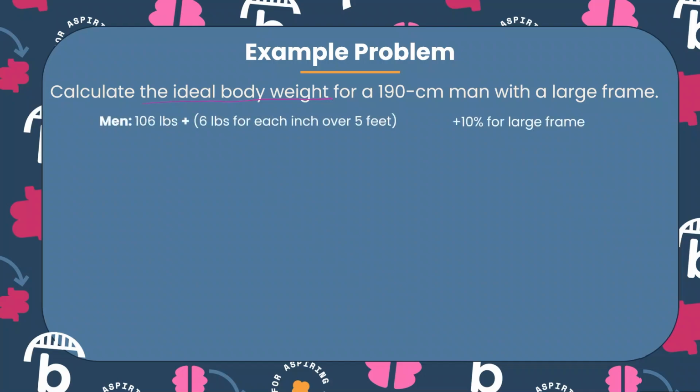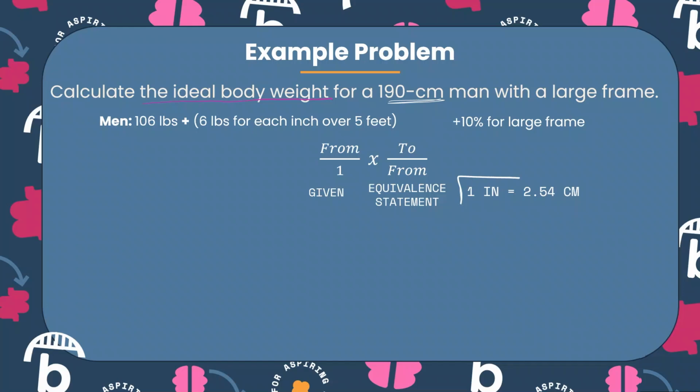Well, we remember the equation for ideal body weight for men is 106 pounds, and then we add in 6 pounds for every inch over 5 feet. This man has a large frame, so we can add 10% to that for his ideal body weight. But we have his height in centimeters, and this equation has it in inches. So what we need to do is convert centimeters into inches. To do that, we'll need to use our equivalent statement that relates inches to centimeters.